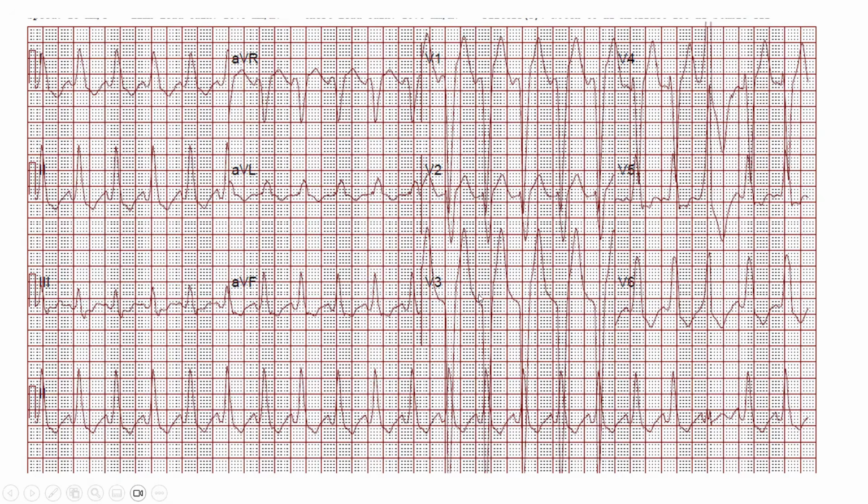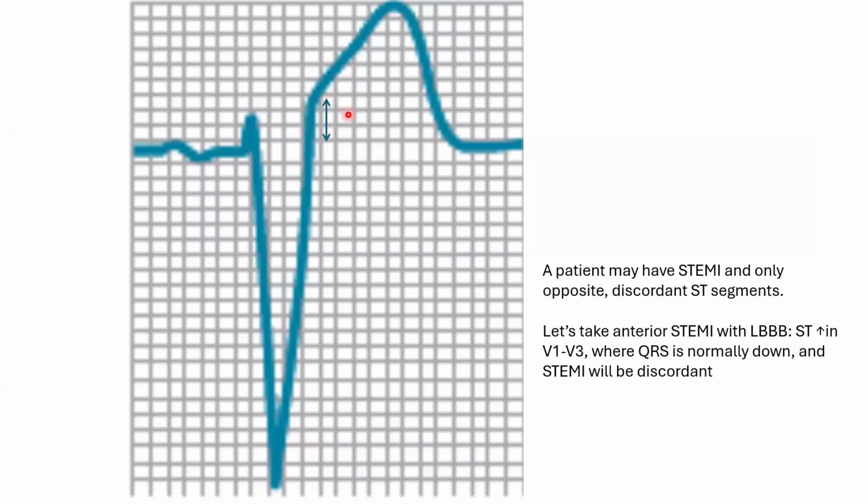How to tell if that isolated discordant ST elevation is a true STEMI? The way you can tell is by looking at the ratio of that discordance. What is that discordant ST elevation to QRS ratio? If the ST elevation is large, even more than 5 millimeters, but the ST elevation to QRS ratio is less than 25%, this is just an ST elevation from left bundle branch block. This is not a STEMI.